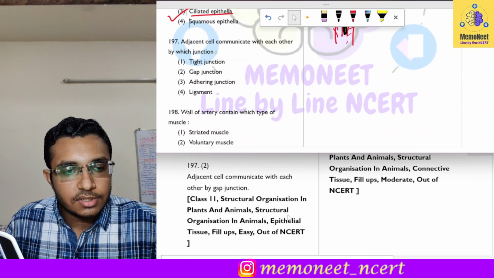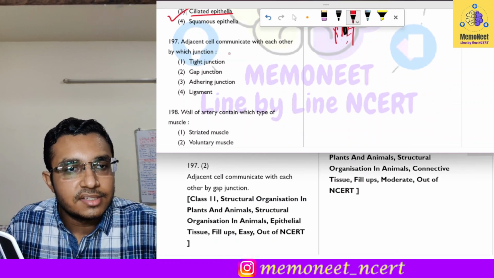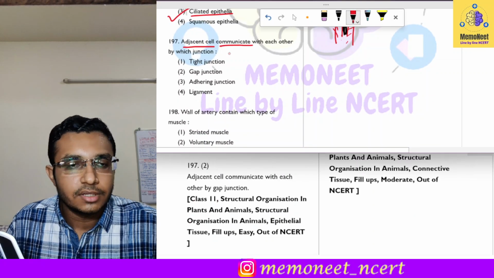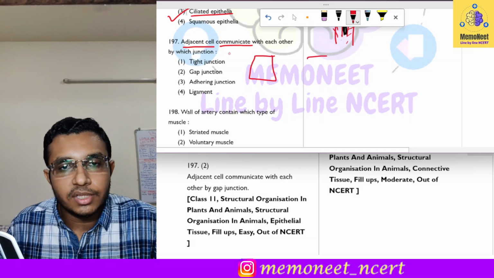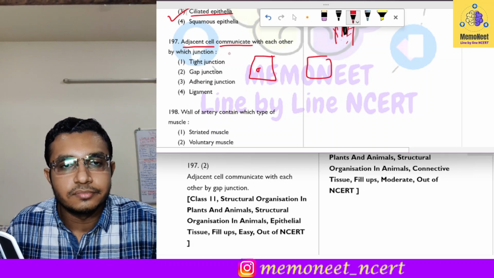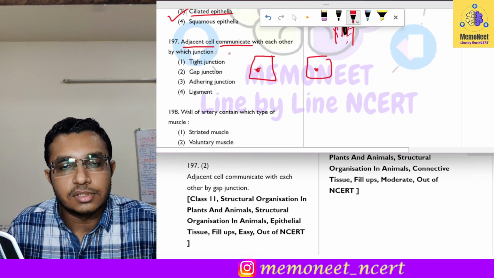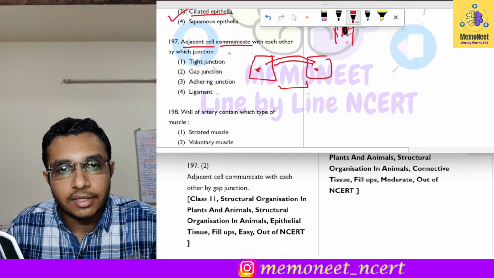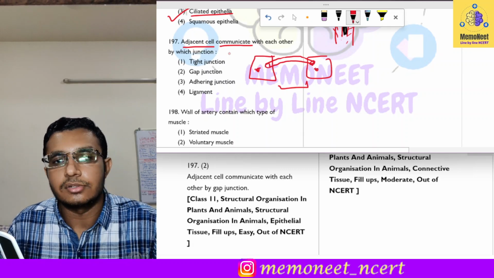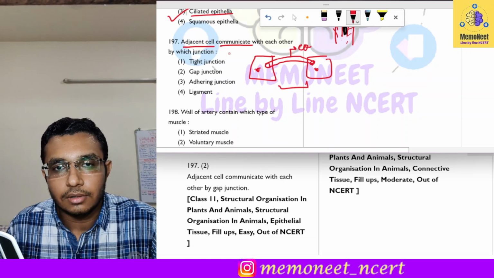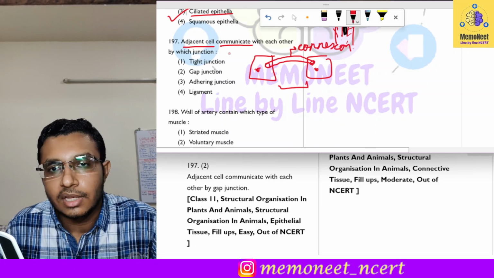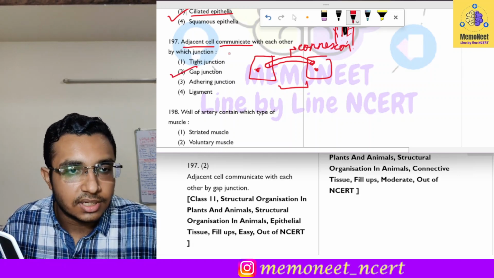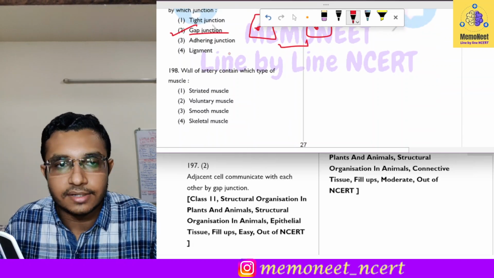The next question is question number 197. It states that the adjacent cells communicate with each other by which junction? So the adjacent cells communicate with each other by the gap junction. Okay, so see, you can see this gap is present and they are connected by the protein called connexon. Okay, so this is the connexon, and it helps in the transfer of ions in the adjacent cells. Okay, so the correct answer of this question is option 2, that is gap junction.